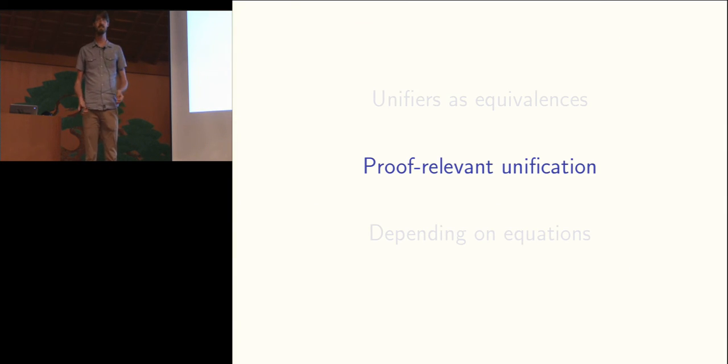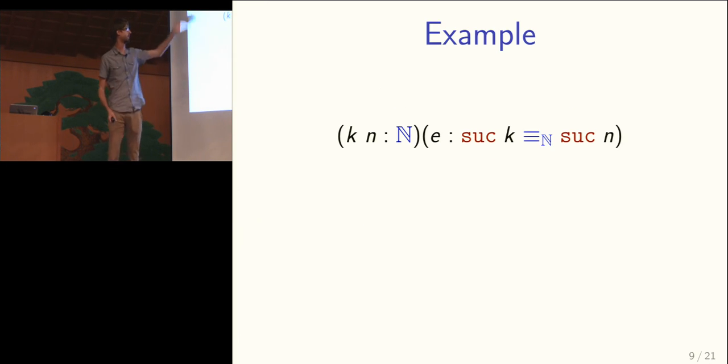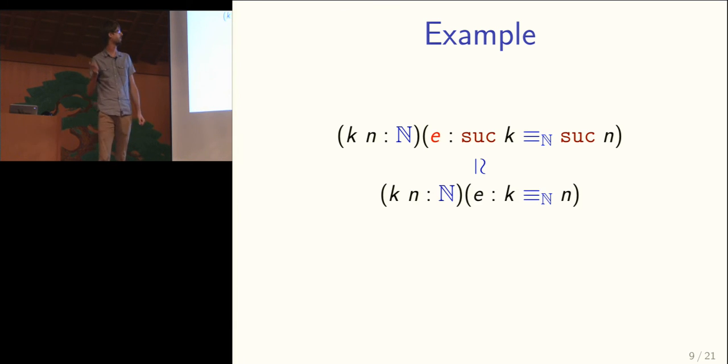So the next question we have to ask is, how do we actually construct these unifiers? And the answer is, well, we will construct them by composing basic unification rules, which also take the form of equivalences. So, for example, we may have, well, again, this simple unification problem. And one unification step may say that this telescope is actually equivalent to, well, one where we simplify the equation. This is called the injectivity rule for successor.